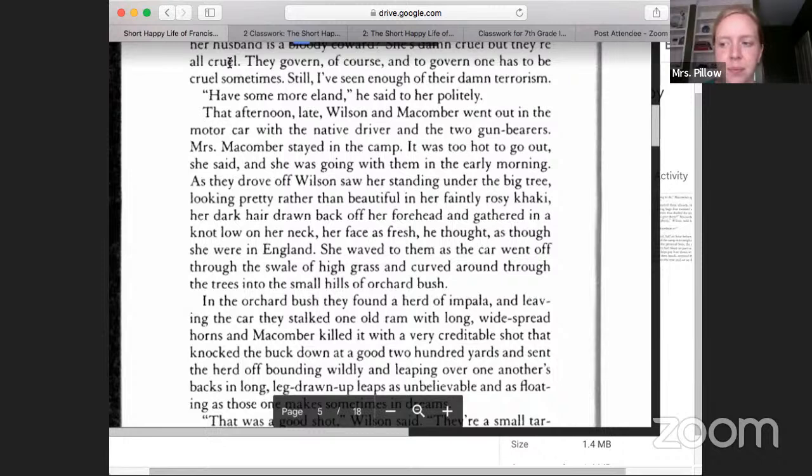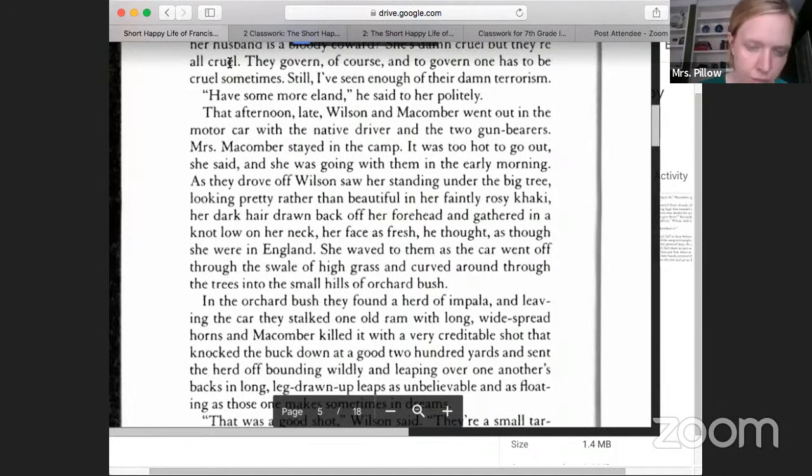That afternoon late, Wilson and Macomber went out in the motor car with a native driver and two gun bearers. Mrs. Macomber stayed in the camp. It was too hot to go out, she said, and she was going with them in the early morning. As they drove off, Wilson saw her standing under the big tree, looking pretty rather than beautiful in her faintly rosy khaki.